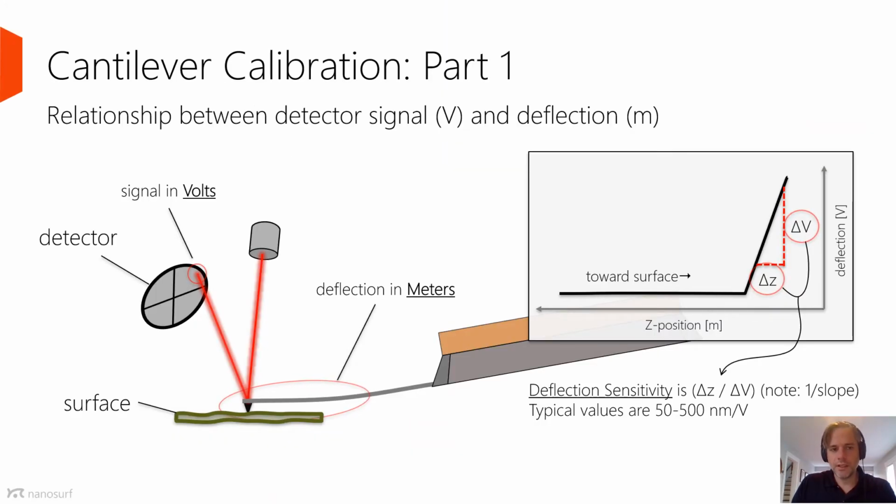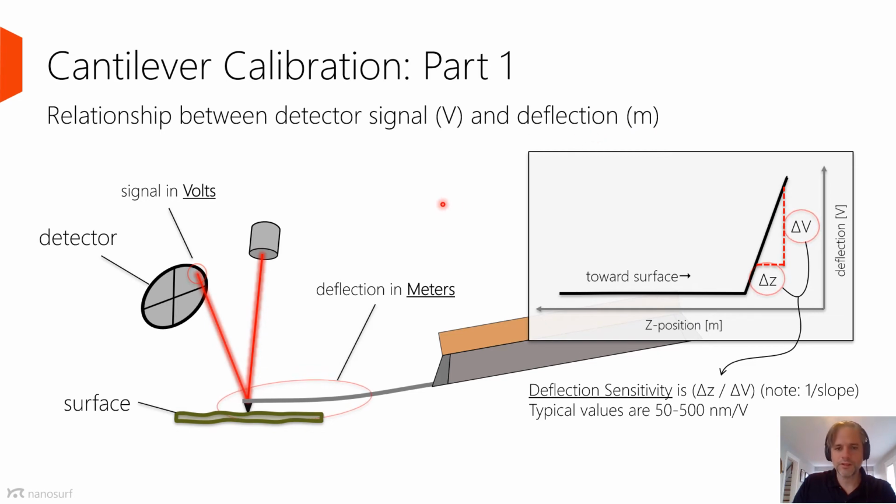Now, because at the end, we want our results to be quantitative, we're going to need to have a calibrated cantilever, a calibrated force sensor. And we'll calibrate this force sensor in 2 parts. The first is we need to find the relationship between the detector signal and deflection. This is what we call deflection sensitivity.